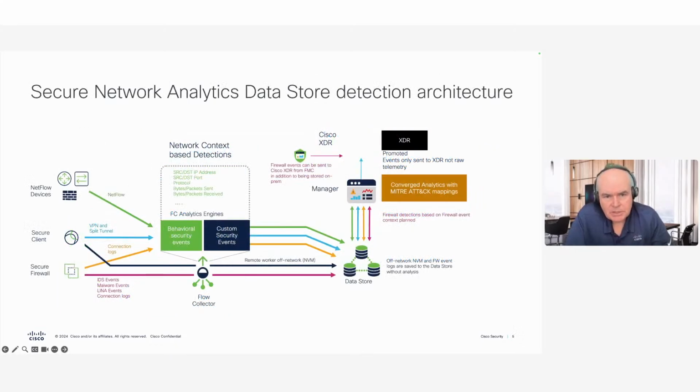I'll take it piece by piece. On the left, we've got the NetFlow devices. That's how we traditionally collect NetFlow, from the routers, the switches, firewalls, whatever you want. We consume that. The flow collector sits there. It runs its behavioral security algorithms on that and generates what we call security events, which then form alarms within the manager.